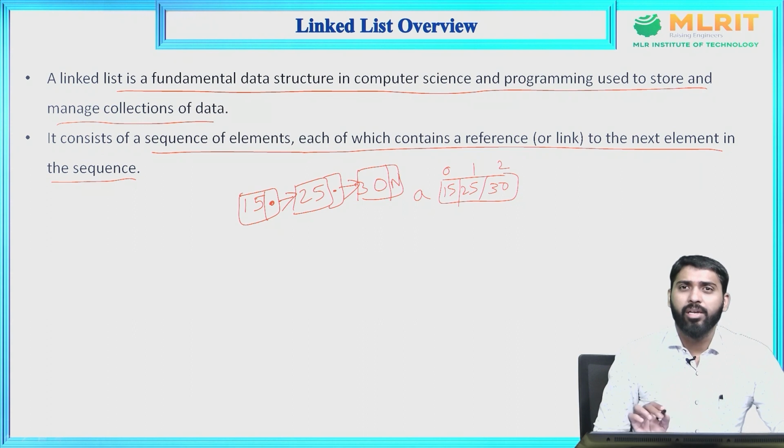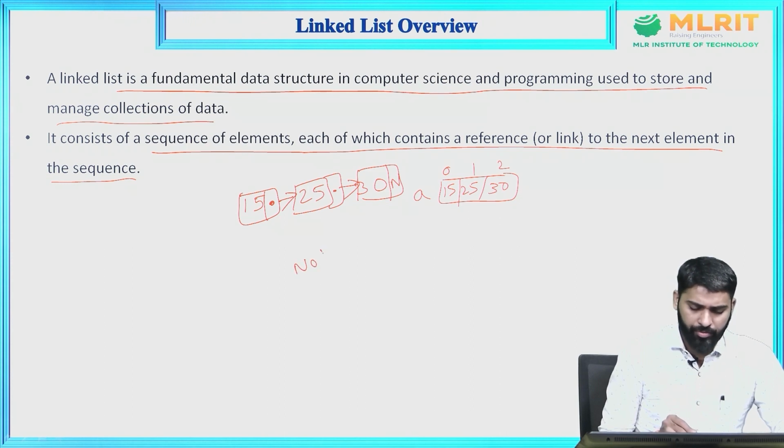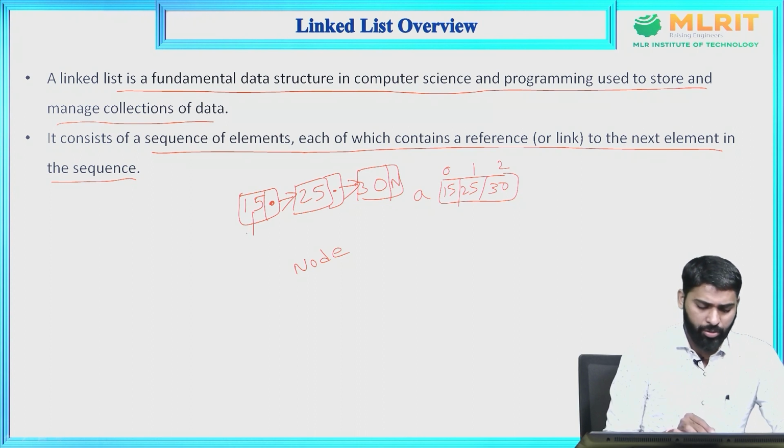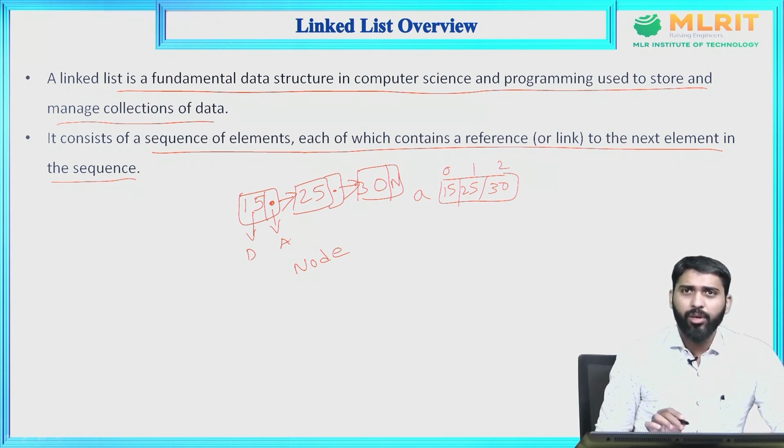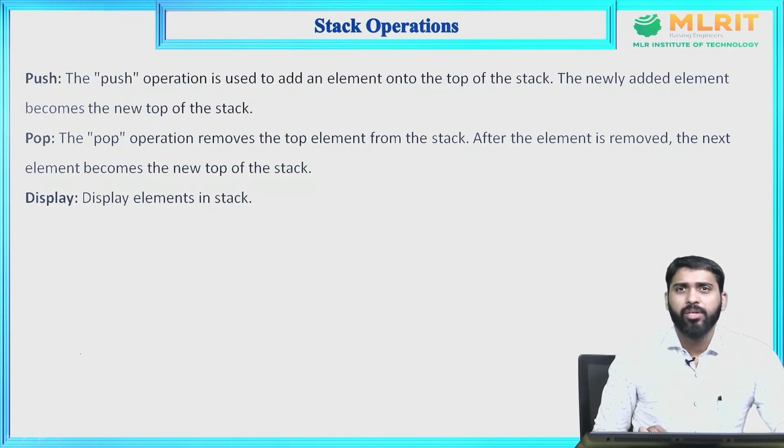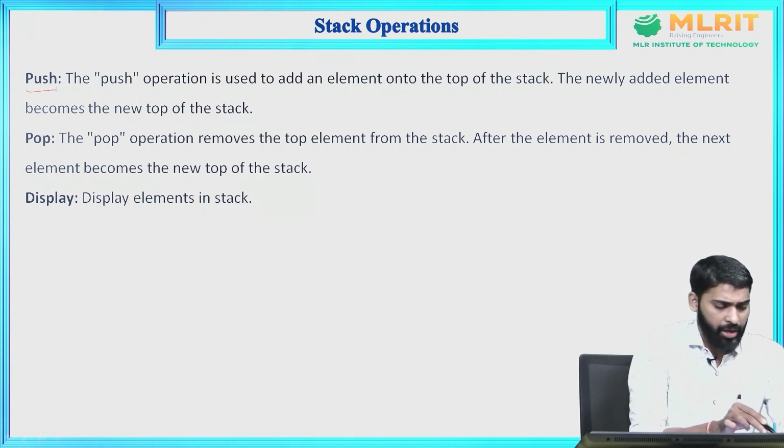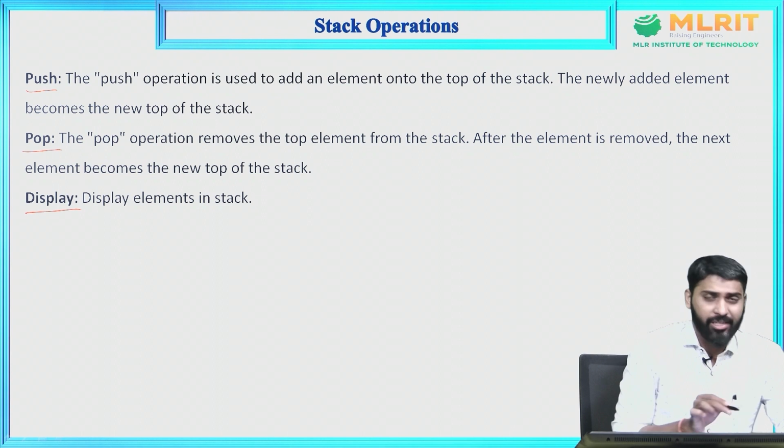Linked list is also a linear data structure. In this data structure we organize the elements in the form of nodes. Each node has two parts: one represents data, another represents the address of the next node. If you want to know more about linked list, please refer to our linked list videos. Stack operations. In stack we have three operations: one is push, another is pop, another is display.